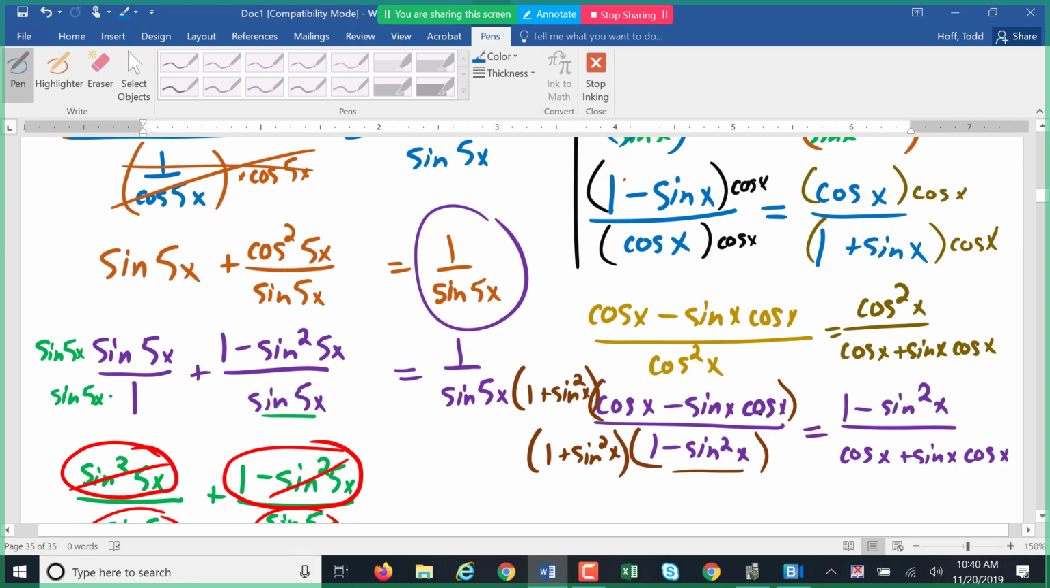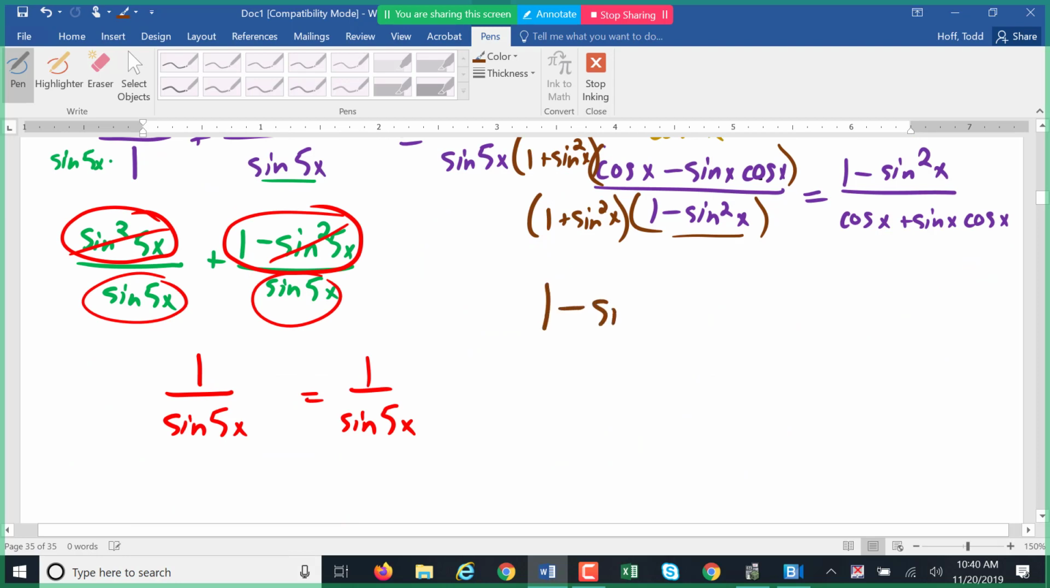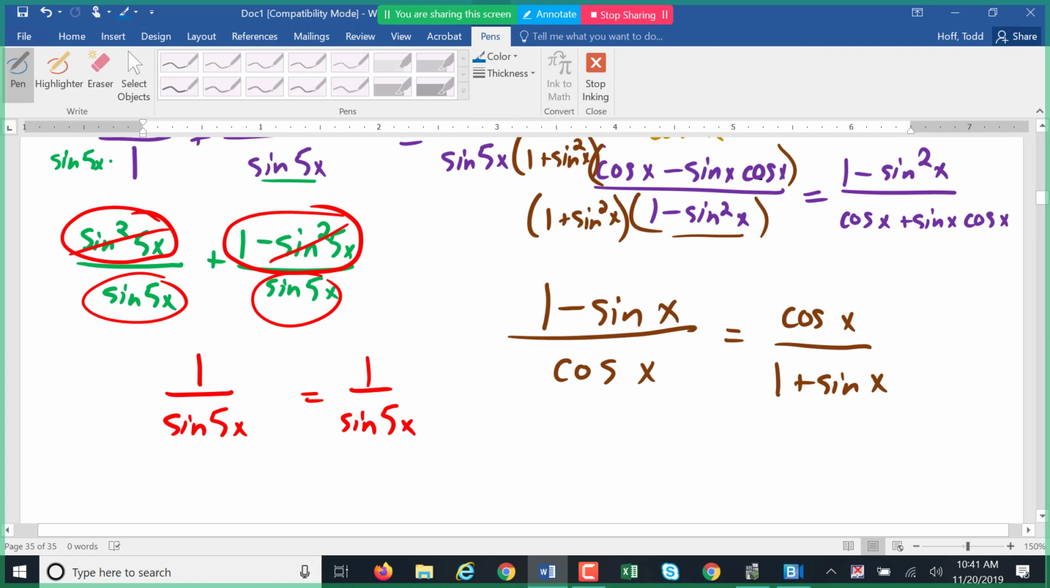Let's back up to this stage right up here. So we're going to rewrite this. I don't like the direction that's going. So let's go back up to that equation: 1 minus sine x over cosine x equals cosine x over 1 plus sine x. So what I'm going to do instead is this. I'm going to multiply numerator and denominator here by 1 plus sine x.